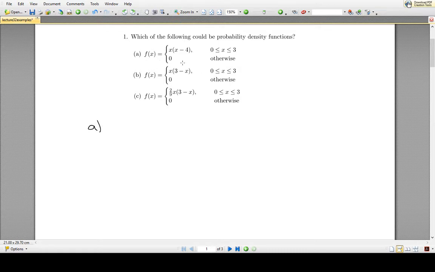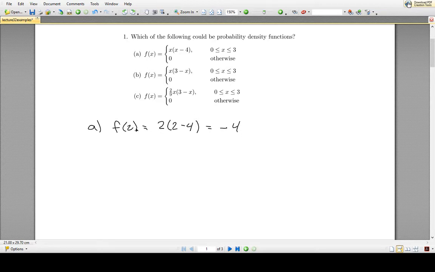So the function here is x times x minus 4 as long as x is in between 0 and 3, and otherwise it's just 0. So one thing that we notice right away is that if I look at, say, the function evaluated at 2, well, 2 is definitely between 0 and 3, so I should use the top description of the function here. So that becomes 2 times 2 minus 4, and if we actually work that out, that's negative 4.